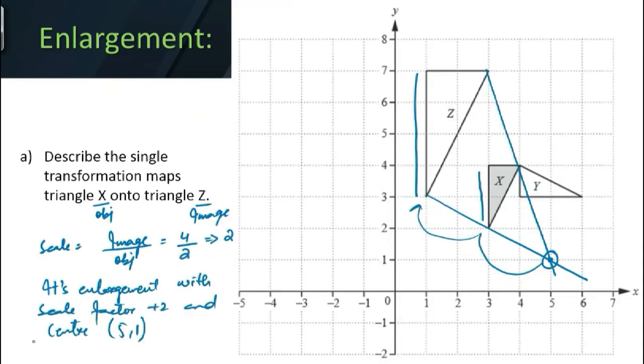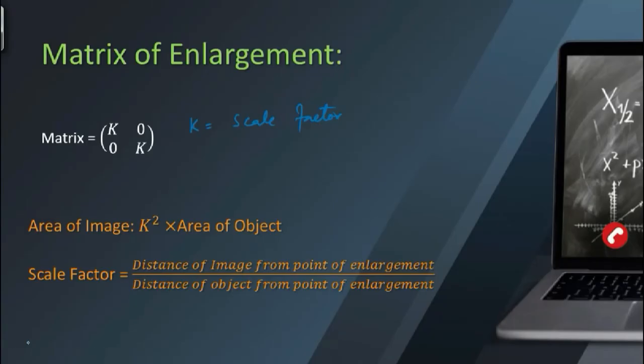Similarly, if we write the matrix of this enlargement, we know that the matrix is (k 0; 0 k). Here the scale factor is 2. So the matrix will be (2 0; 0 2). Okay, this is called the matrix of enlargement. The matrix of enlargement is very easy to remember, that (k 0; 0 k), and we will write the scale factor only in the matrix of enlargement. One more thing, if they ask to find the area of the image, we will take the square of the scale factor and multiply it with the area of the object. So we will get the area of the image.